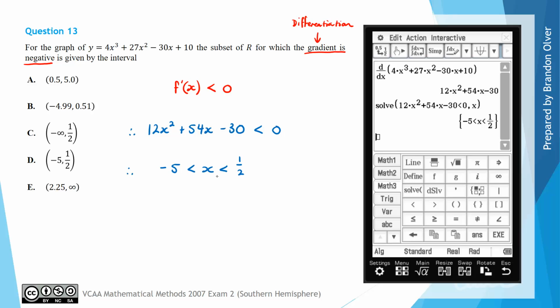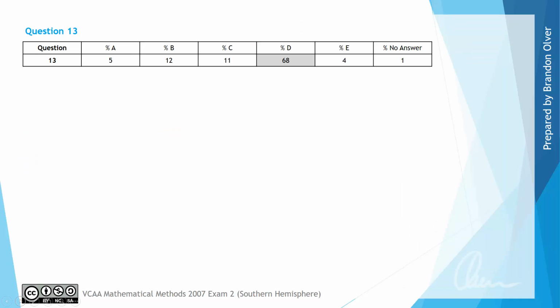And now interpreting that as interval notation, the round bracket negative 5 to 1/2 with another round bracket means x is between negative 5 and 1/2, both excluded, which is what our set notation was describing. So that makes D the correct answer for this question. And from the examiner's report, we can see that 68% of students got this question correct, so it was reasonably well done in the exam.